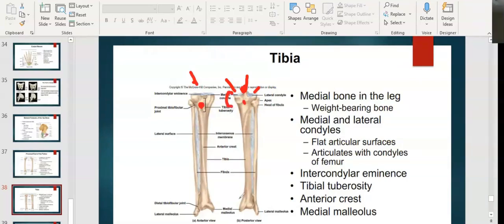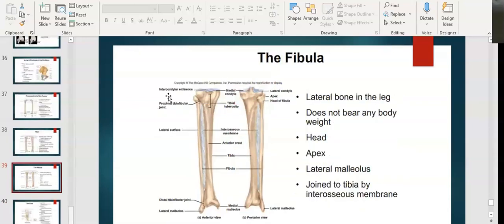In the distal epiphysis, you're going to have right here the medial malleolus. So this pointy part right there, that's going to be the malleolus. Right here, we're going to have the fibula. In the fibula, we're going to have the head and the apex at the very top. In the distal epiphysis of the fibula, we're going to have the lateral malleolus. So remember, in this case, we have medial malleolus in your tibia and lateral malleolus in your fibula. This part is important because this will articulate with the bones that we have in our foot.